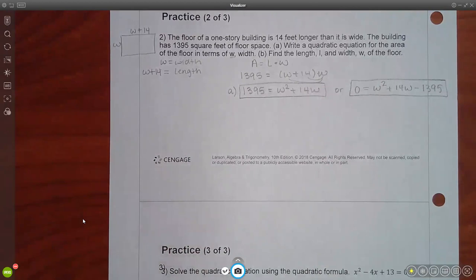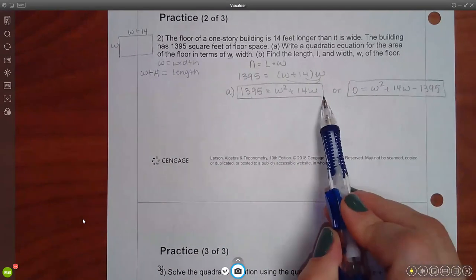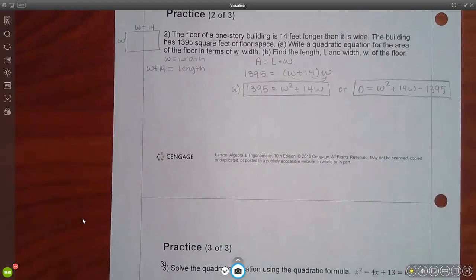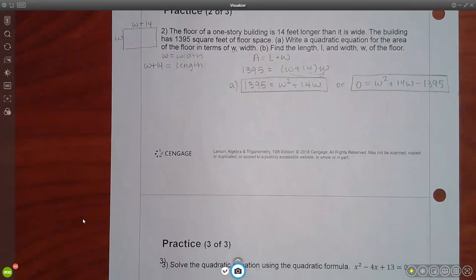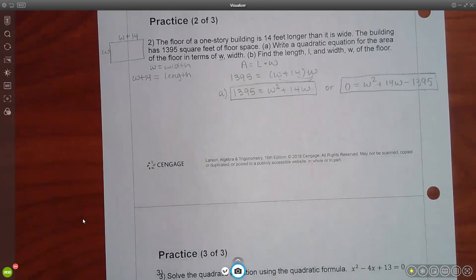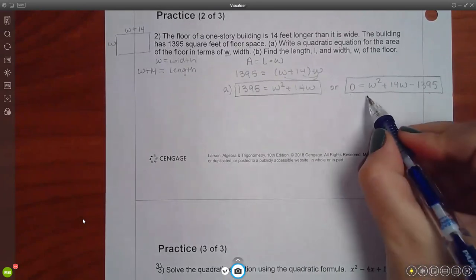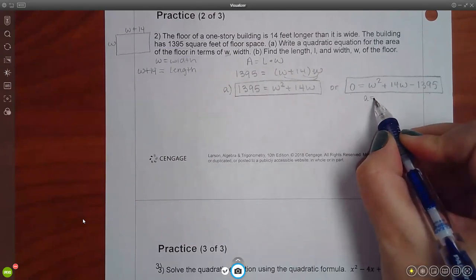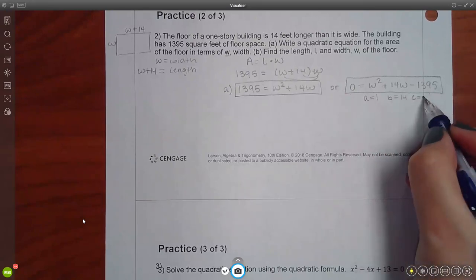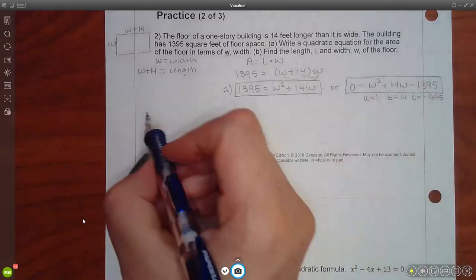Both of those are going to be accepted. Are they equivalent? All I do is subtract this number here and subtract it over here, on both sides. And so it will go away on the left, but then I would have a minus 1395 on the right. Okay, so either one of those versions of that quadratic equation will be accepted for part A. However, in order to do part B, I have to have it in this form, don't I? Because it has to be in that general form in order for me to pick out what the A, B, and C are. So here in this case, my A is what? My B is 14, and the C is negative 1395.